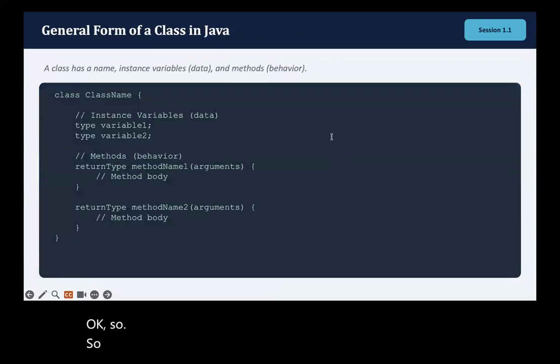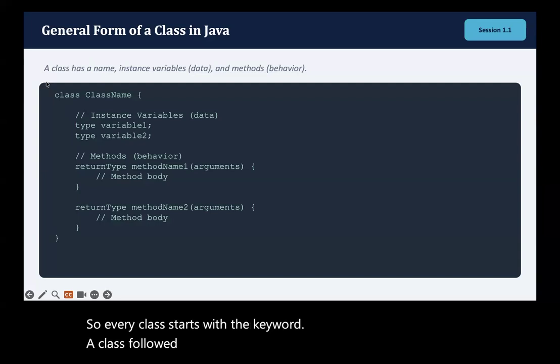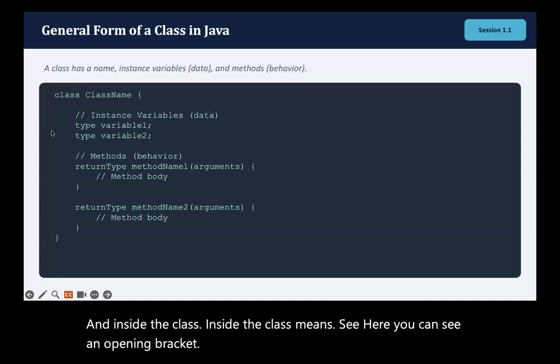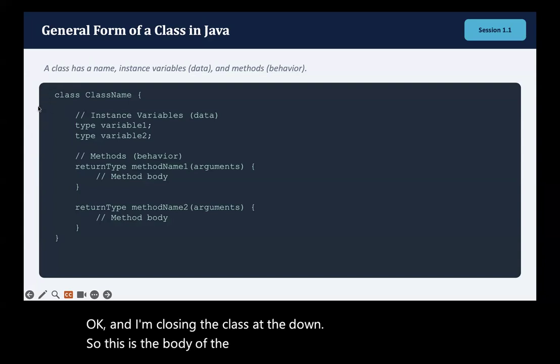Now that we understand what classes and objects are, let's see how a class is written in Java. Every class starts with the keyword class followed by the class name. And inside the class, you can see an opening bracket, and I'm closing the class at the bottom. So this is the body of the class. Whatever you are writing in between is the body of the class.